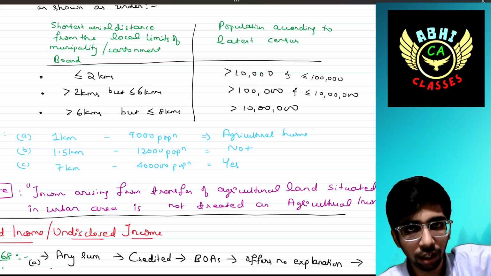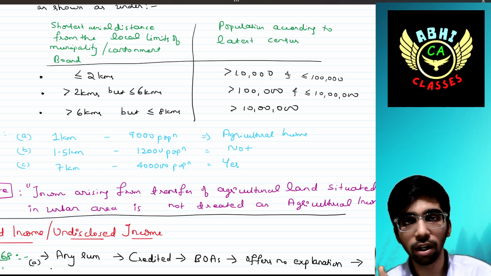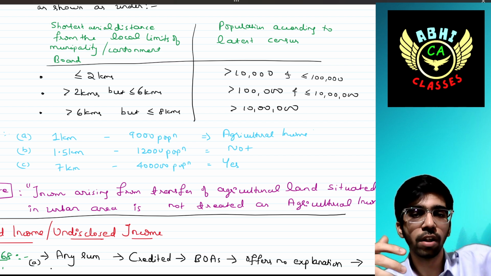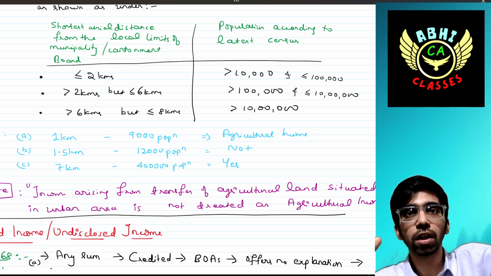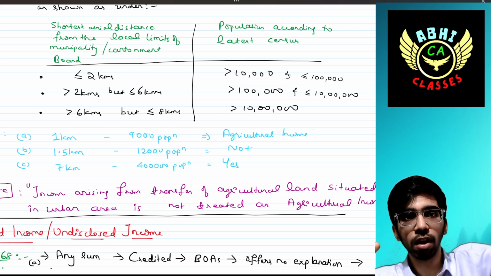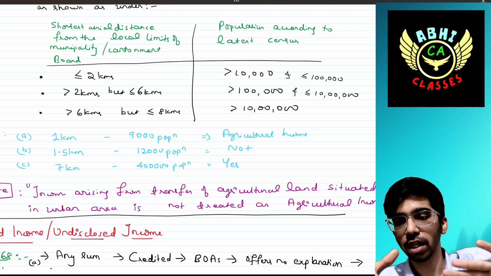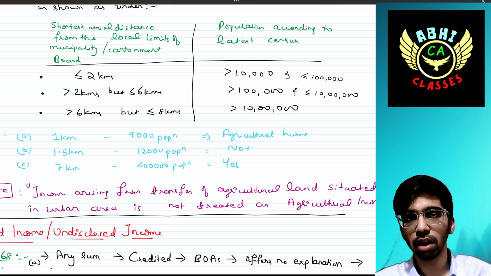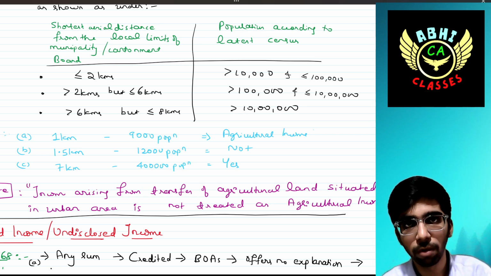In order to say that it is agricultural income, agricultural land, agricultural farm building: in this case, it is situated 7 kilometers from the municipality area, whereas the rule says that up to 6 kilometers it should not be situated. It is situated at the 7th kilometer, so it is not treated as business income; it is treated as agricultural farm building, so agricultural income. Simple.